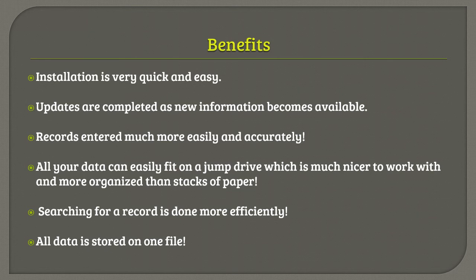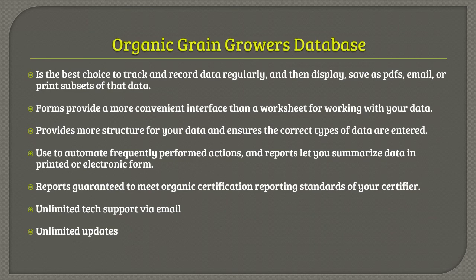All your data can easily fit on a jump drive, which is much nicer to work with and more organized than stacks of paper. Searching for a record is done much more efficiently, and all data is stored on one file. Organic Grain Growers Database. It is the best possible choice to track and record data regularly and then display, save as PDFs if you wish, email, or print subsets of that data.